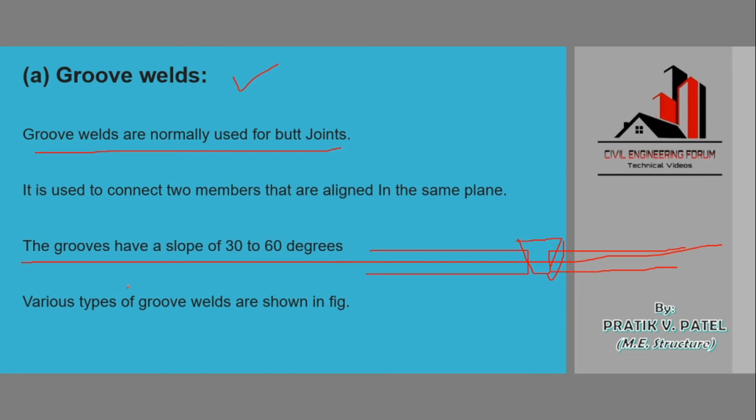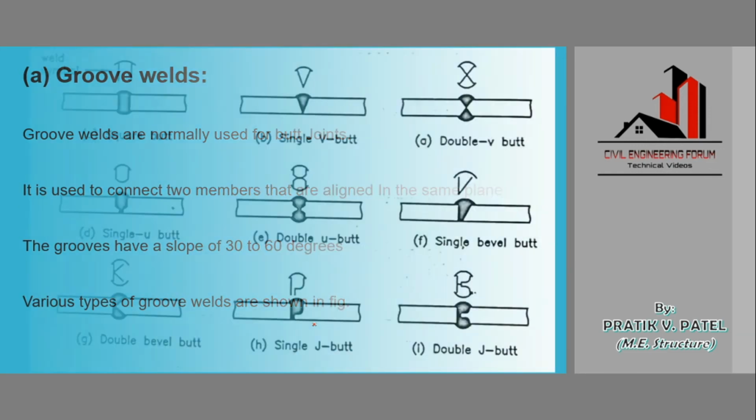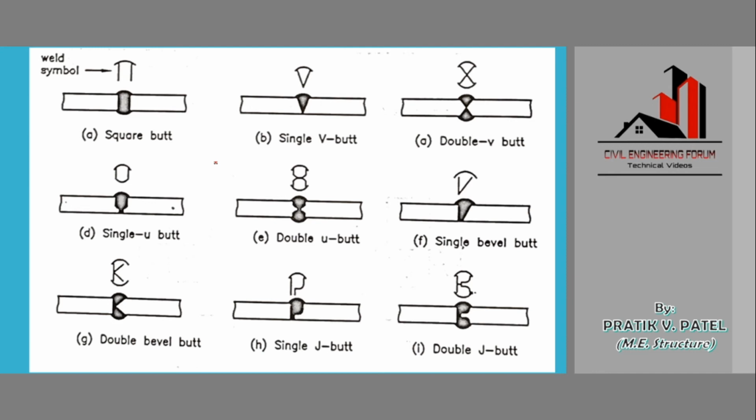Various type of groove welds are shown in the figure. So there are 9 different figures for showing the groove weld, where first is square butt. This is the shape of square butt. Then we have single V butt. Then we have double V butt. Depending on the shape, the names are being provided. Then single U butt. Then we have double U butt. Then single bevel butt. Double bevel butt. Single J butt. And the last is double J butt. These are the 9 different types of groove weld.